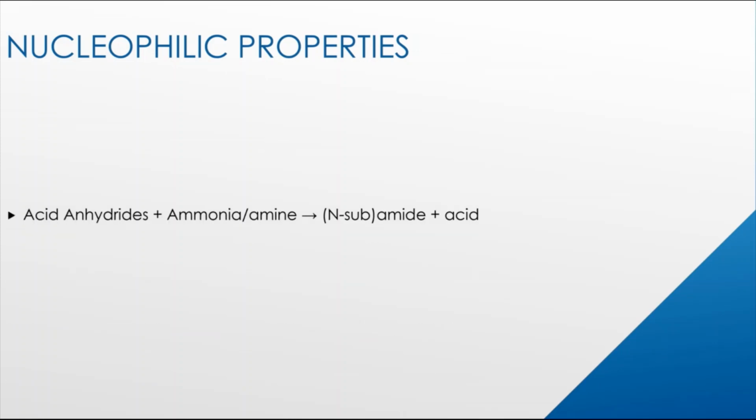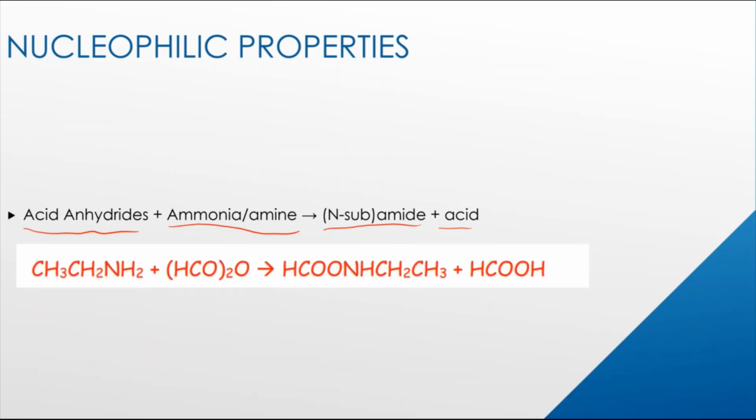Finally, acid anhydrides could react with ammonia or amines, and these would also end up producing amides in the case of ammonia, and N-substituted amides in the case of amines, and also an acid. So taking an example, we have ethylamine in this case, reacting with methanoic anhydride. This ends up producing our N-substituted amide, which in this case is N-ethyl methanamide, as well as our acid, which in this case is methanoic acid.